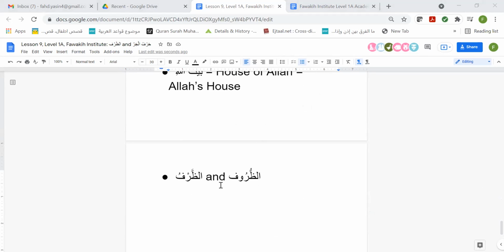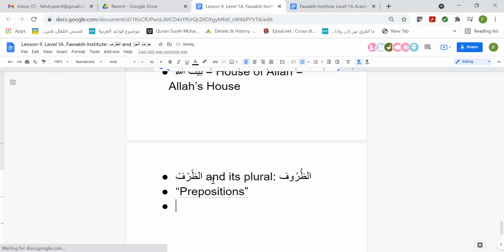Al-dhuruf. Now, I should put this here. Dharf, and its plural is dhuruf. We kind of went through that already. This generally translates to prepositions. Just be wary of that translation. That's all I'm going to say there.